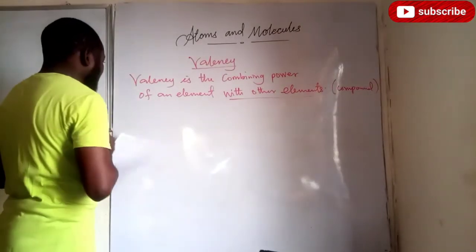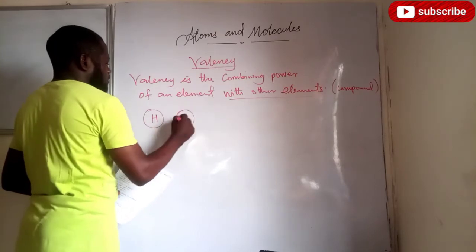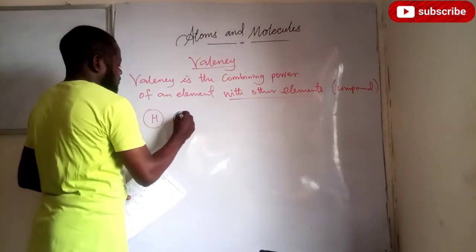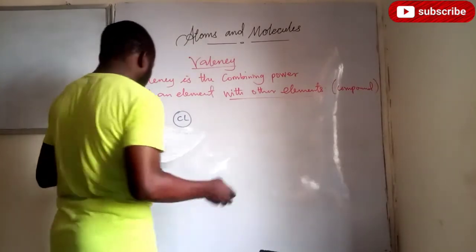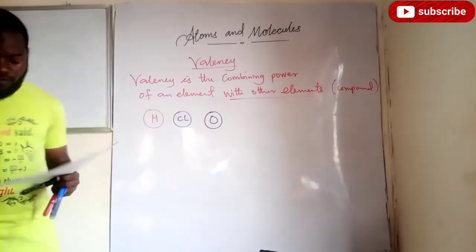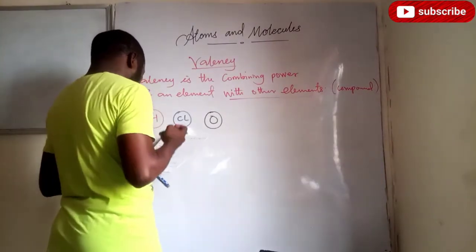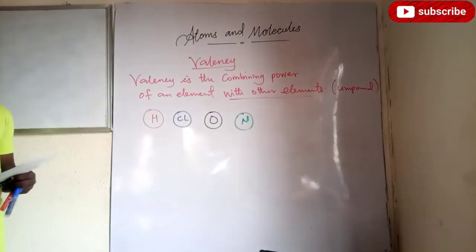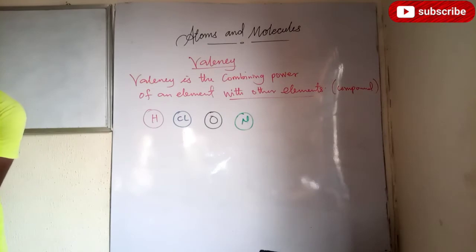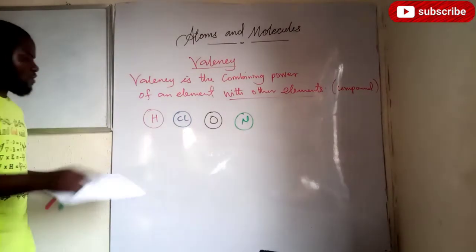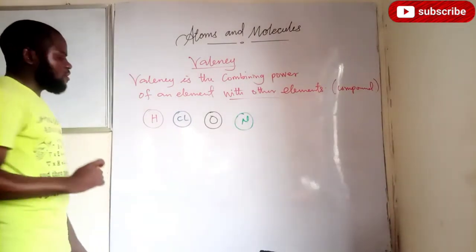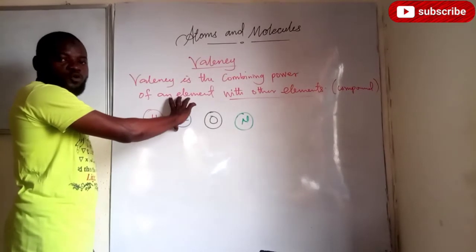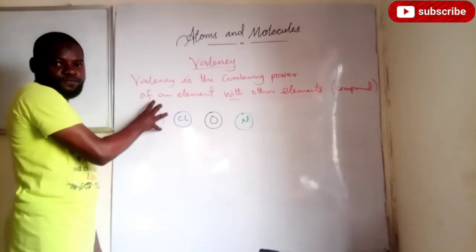Now, let's see, for instance, if I have hydrogen, chlorine, oxygen, nitrogen. Okay, let me use a different color like we did earlier. Now, if I may ask you, how many atoms of chlorine will combine with hydrogen? For you to know the number of chlorine atoms that will combine with hydrogen, you need to know the valency of chlorine. Are we together now? And the valency of hydrogen.